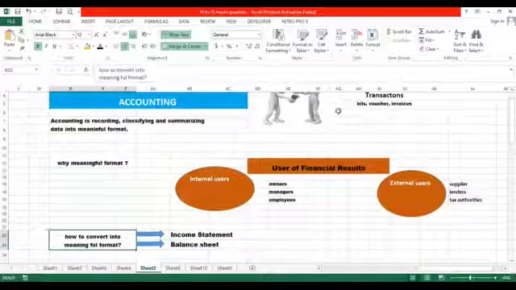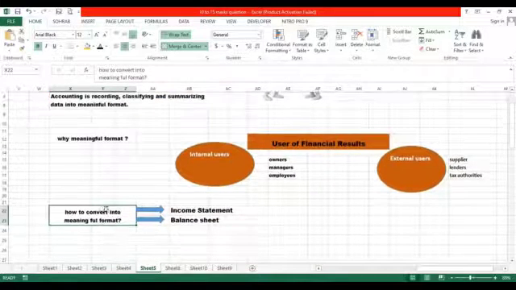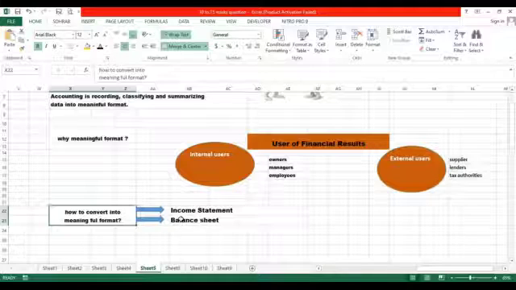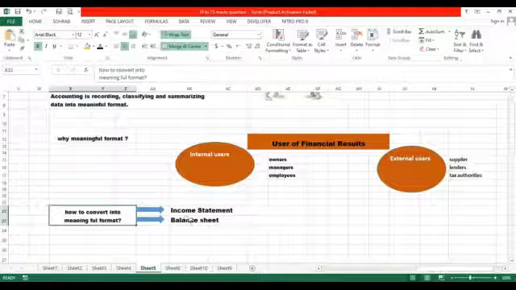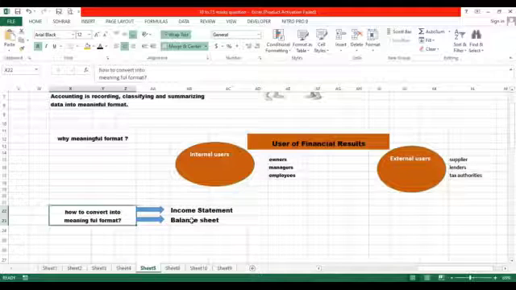Let's discuss what the income statement actually tells us. The income statement tells us about the performance of the business. For example, it consists of sales, expenses, and finally profit, and this profit is for a specific period. So the income statement tells us about the performance of the business.